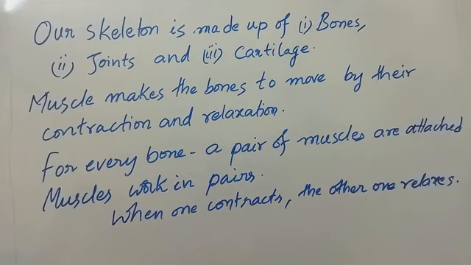In the last class we discussed the bony framework, the skeleton, that gives specific shape to the body. The skeleton is made up of three things: bones, joints and cartilage.